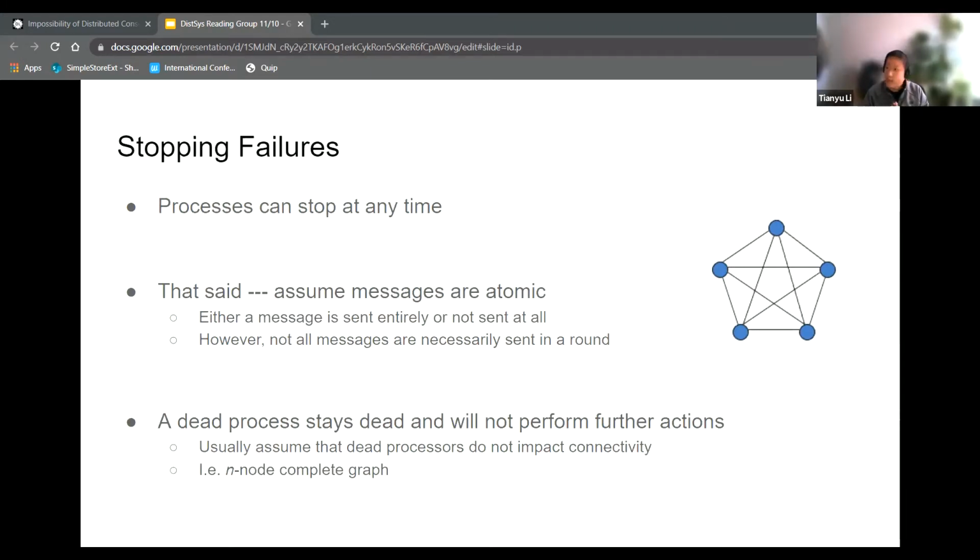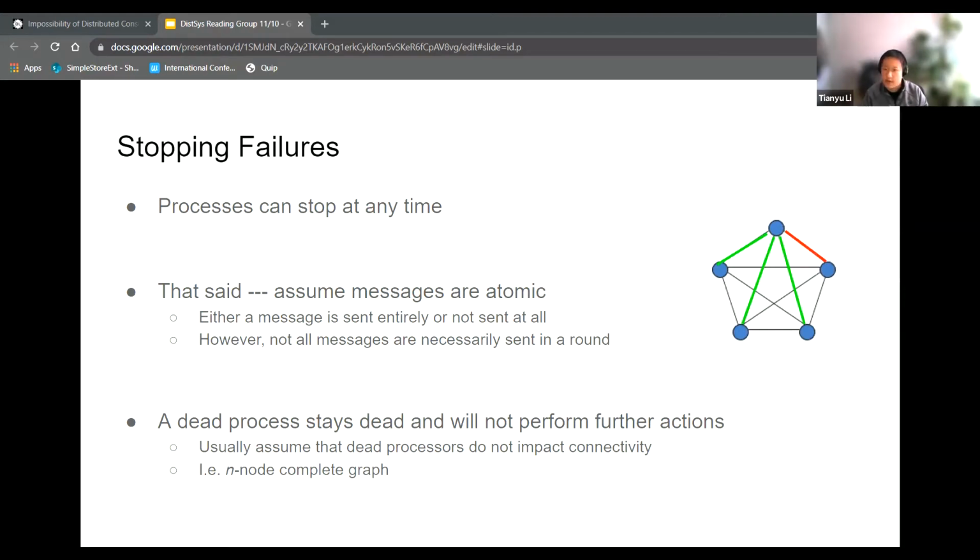That said, we get to assume that the messages they send are atomic. Either a message is sent entirely or not sent at all, right? But that doesn't mean all of the messages that the process wanted to send are necessarily sent. So you can look at this animation over here, say this process is dead. What that means is if it wanted to send 4 messages, maybe only 3 of them got delivered, right? And the dead process stays dead and will not perform any further actions.